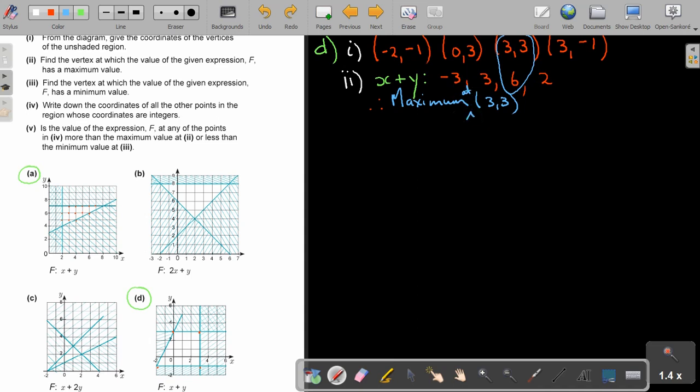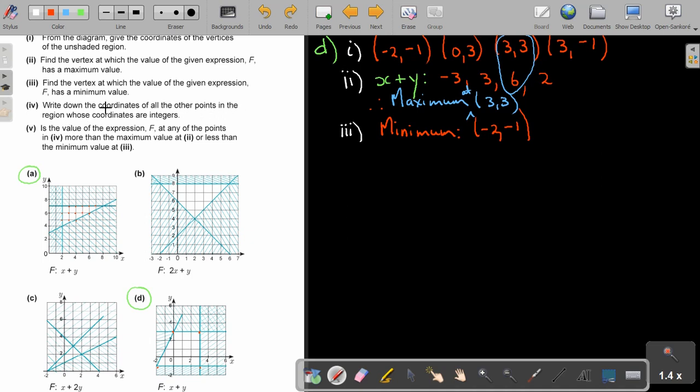Then the next one, find the vertex which gives a minimum value. So the minimum is at this -1, so it will be -2 and -1.